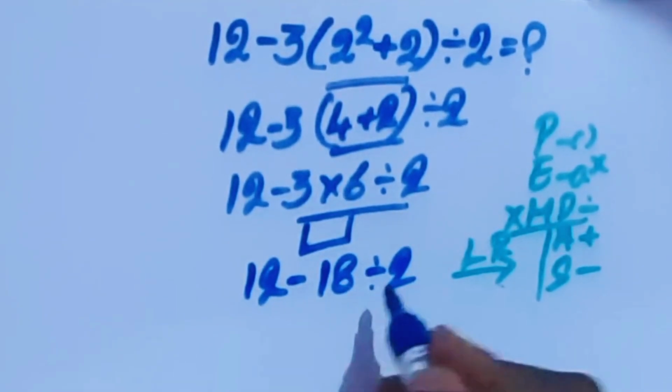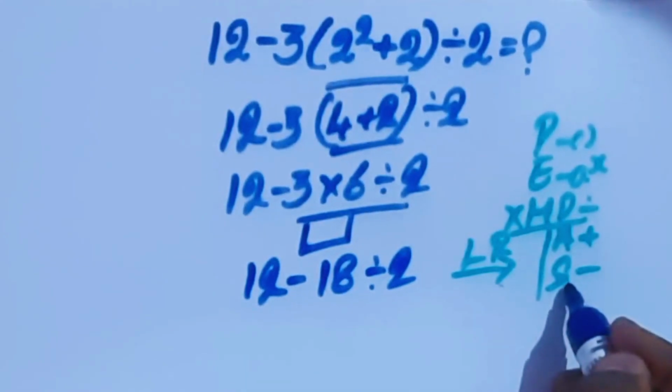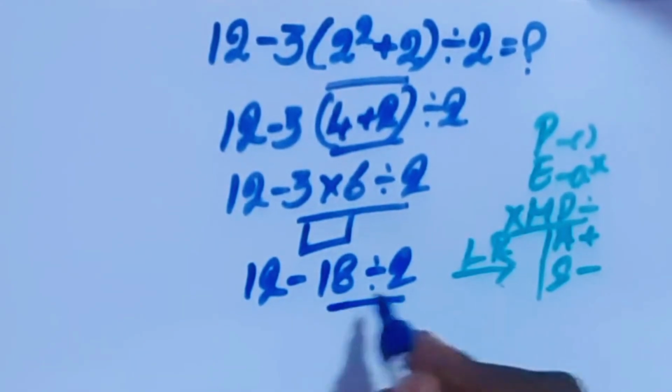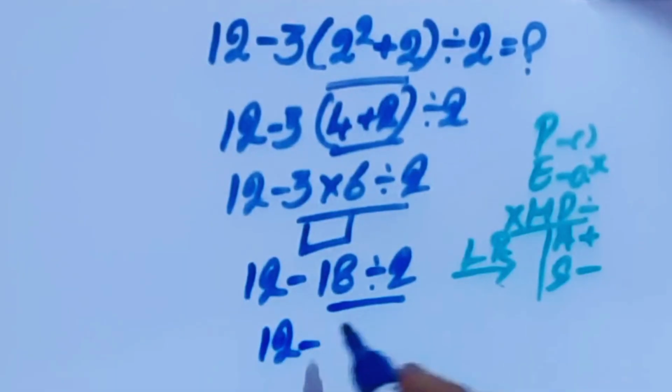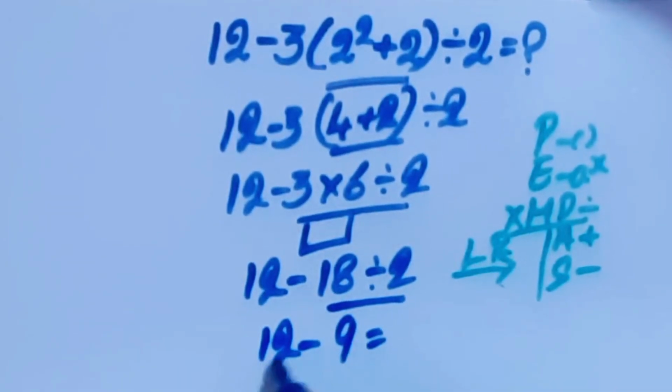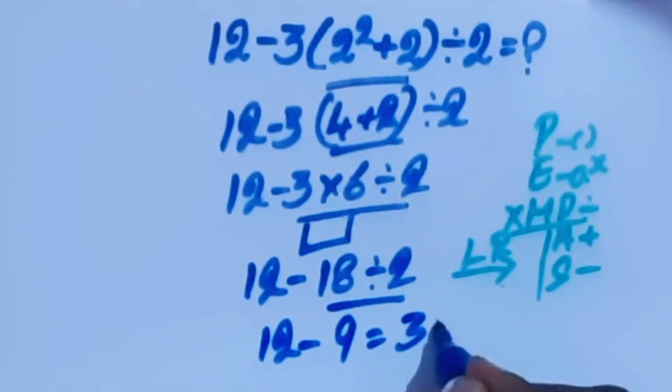Here we have subtraction and division. Division is higher priority than subtraction, so we have to do this division before the subtraction. Here 12 minus, here 18 divided by 2 is 9. Here 12 minus 9 is 3, which is the correct answer.